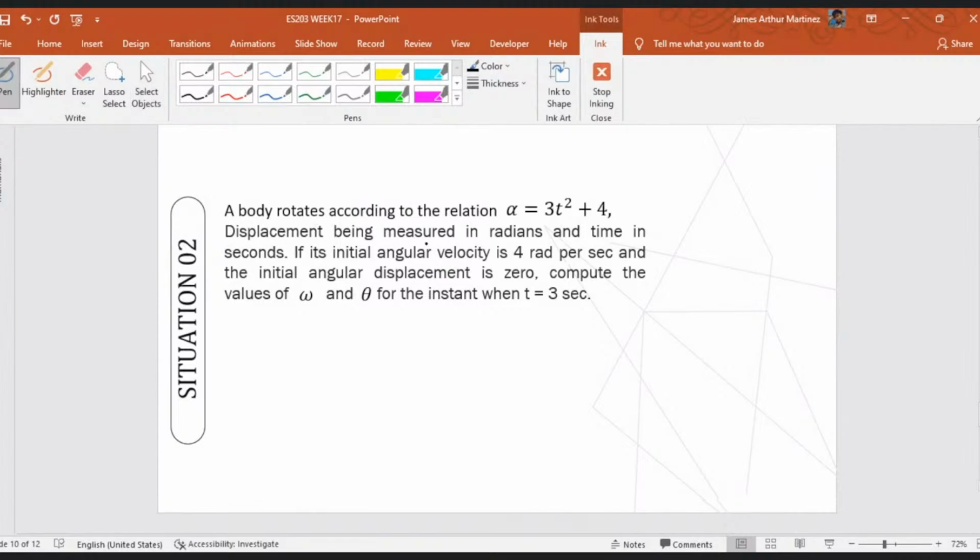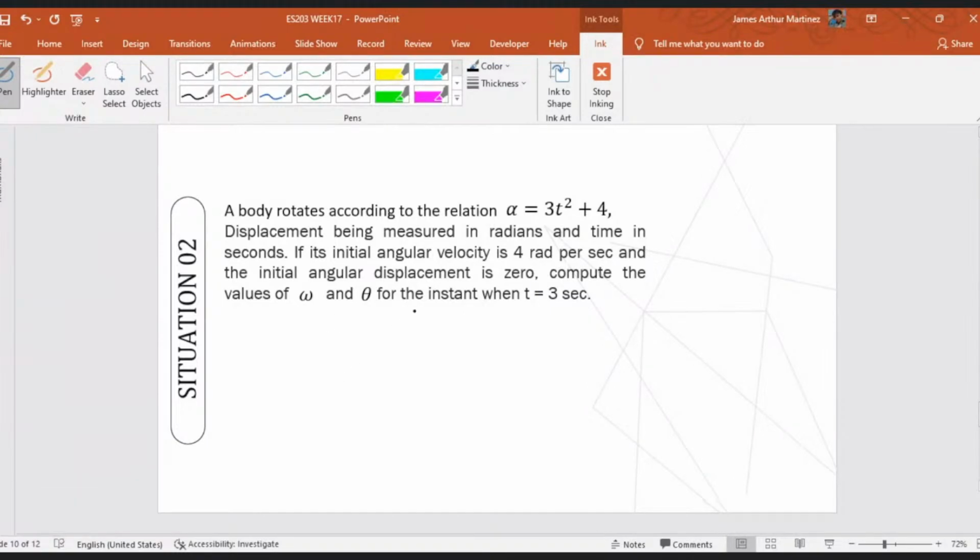So a body rotates according to the relation alpha is equal to 3t squared plus 4, where displacement is being measured in radians and time in seconds. If its initial angular velocity is 4 rad per second and the initial angular displacement is 0, compute for the values of omega and theta for the instant when time is equal to 3 seconds.